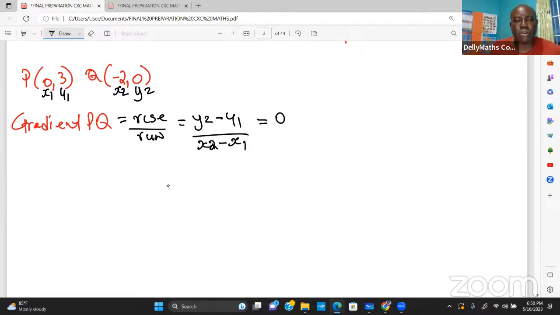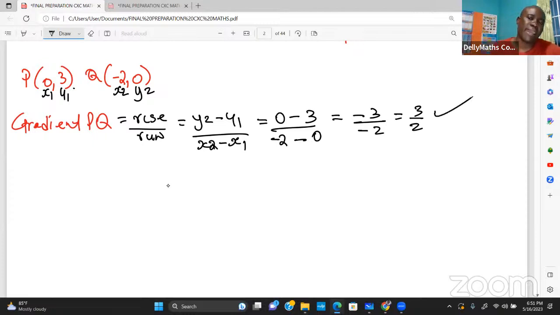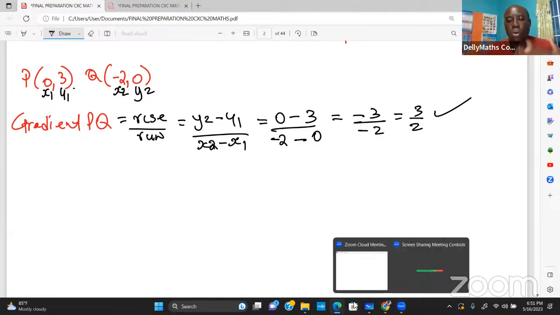Y2 is 0 minus Y1, that's 3, over X2, -2, minus X1, 0. Continue. 0 minus 3, that's -3, over -2 minus 0, that's -2. What are we looking at? 3 over 2. All right, so this is my gradient. 3 over 2 is my gradient. So the gradient of PQ is 3 over 2.